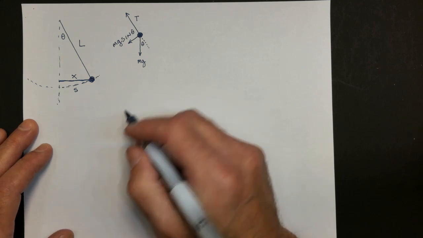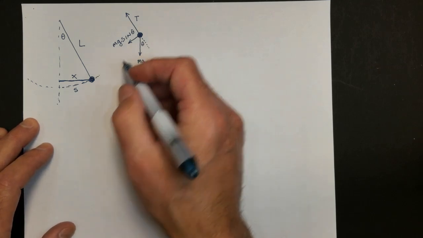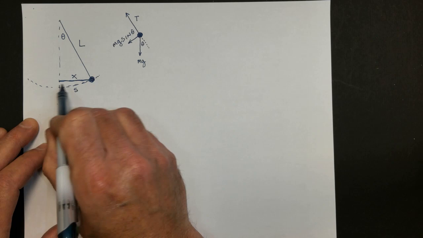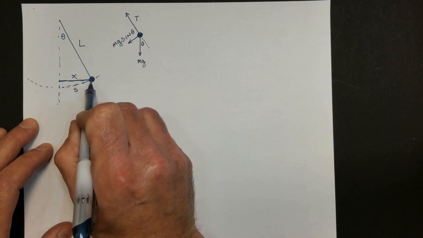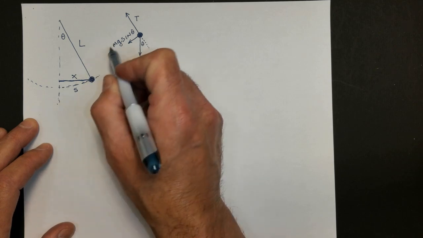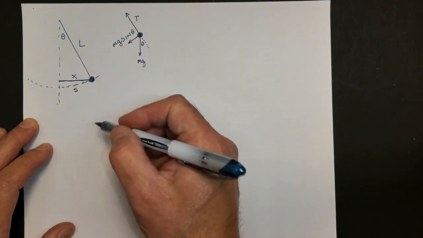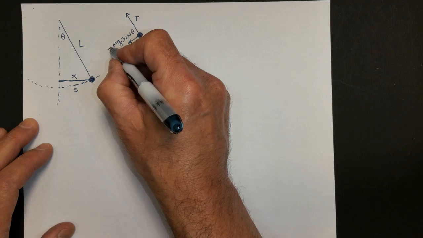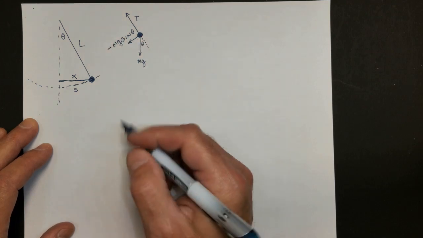Okay? Now, I'm going to go a step further and say that because x is moving in the positive direction, we're moving it away from equilibrium in the positive direction, then that mg sine theta must be pulling it back towards equilibrium, so that's got to be in the negative direction. Now, where do we go from here?